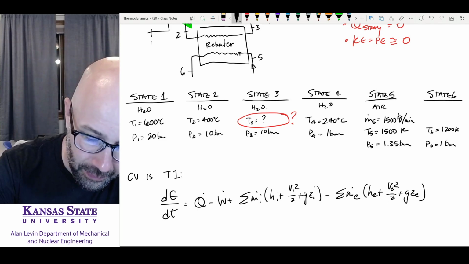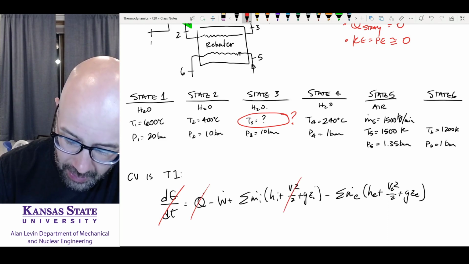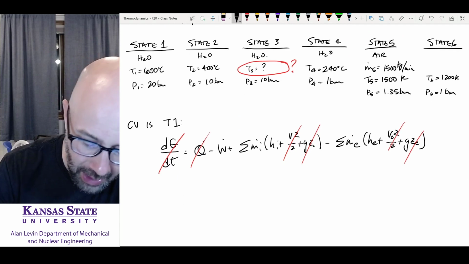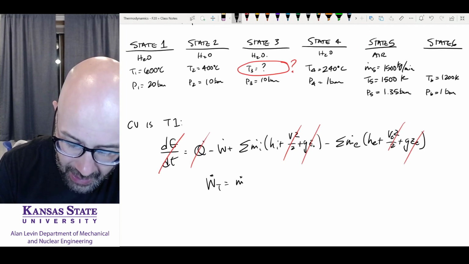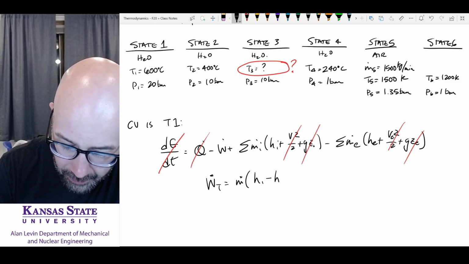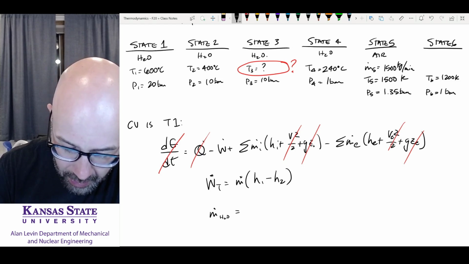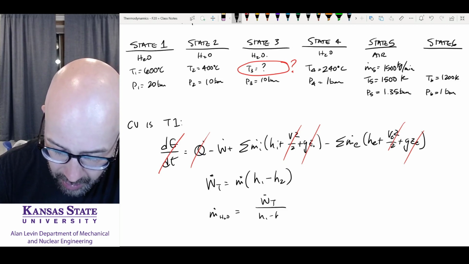Okay, so this goes to 0, this goes to 0, this goes to 0, this goes to 0, this goes to 0, this goes to 0, and we're left with this equation that the power for the turbine is going to be equal to the mass flow rate times H1 minus H2. Or the mass flow rate of the H2O is going to be equal to W dot of the turbine all over H1 minus H2.